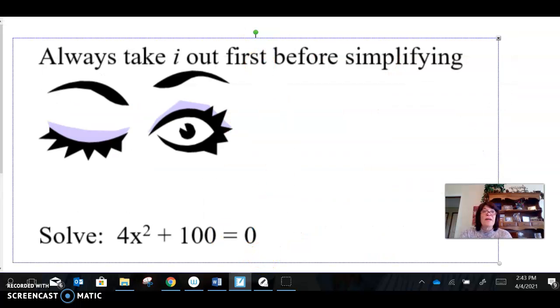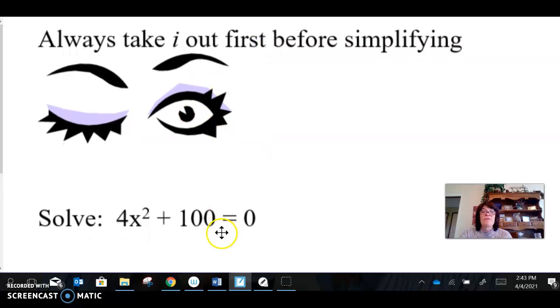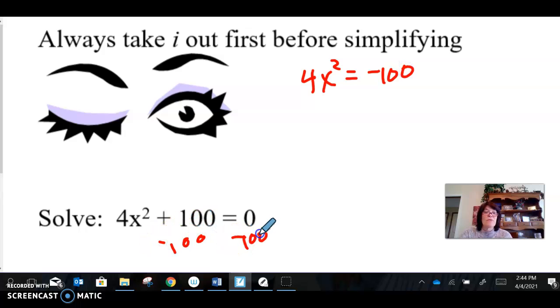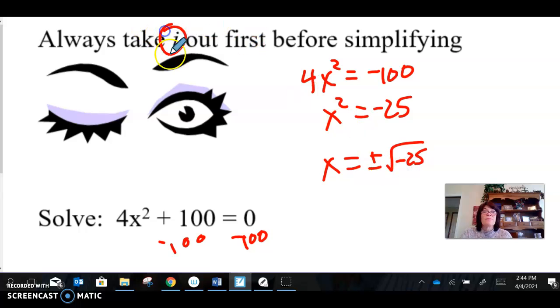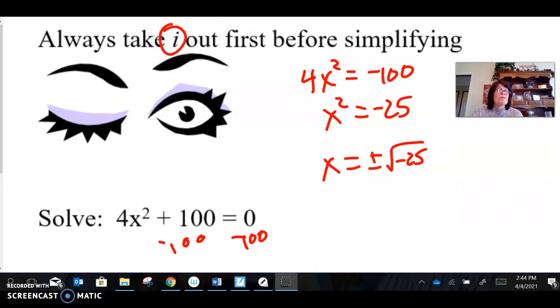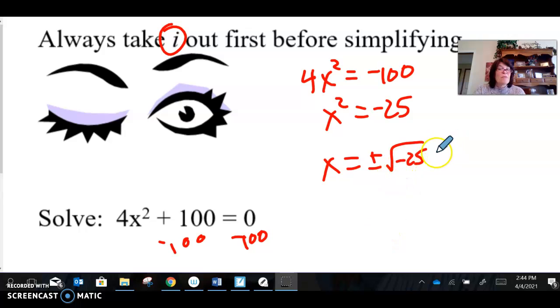Now, we're going to learn how to simplify these. All right? And when you simplify, you always make sure you take the i out first. So in other words, here I have 4x squared equals negative 100, right? Sorry, I'm subtracting 100 from both sides. I divide by 4. I take the square root. And this is where we're going to take i out first before we simplify. Okay? In other words, I'm thinking of this as plus or minus the square root of negative 1 times the square root of 25. That's still the square root of negative 25. The square root of negative 1 is i.